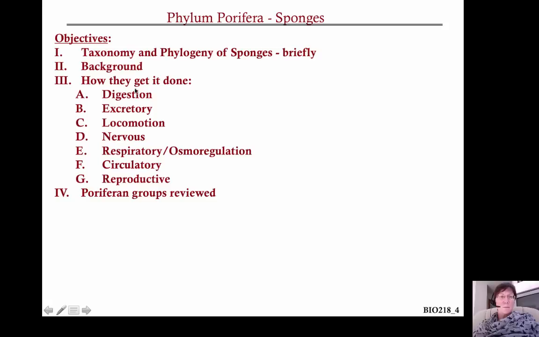And after we talk a little bit about each of them, then we're going to go into each of the different poriferan groups and talk about what features make each of them unique and easily identifiable from the other groups, and key adaptations.